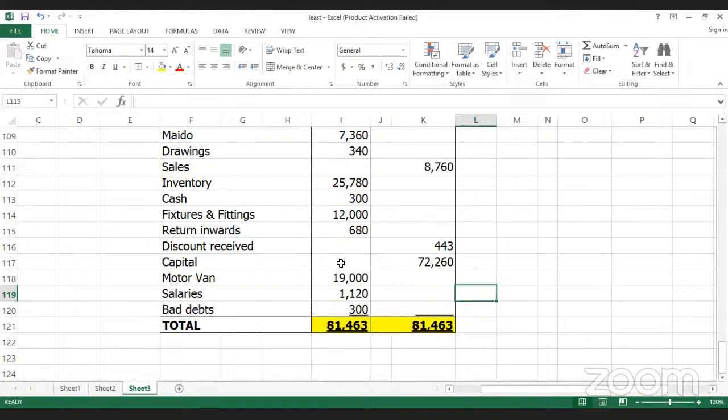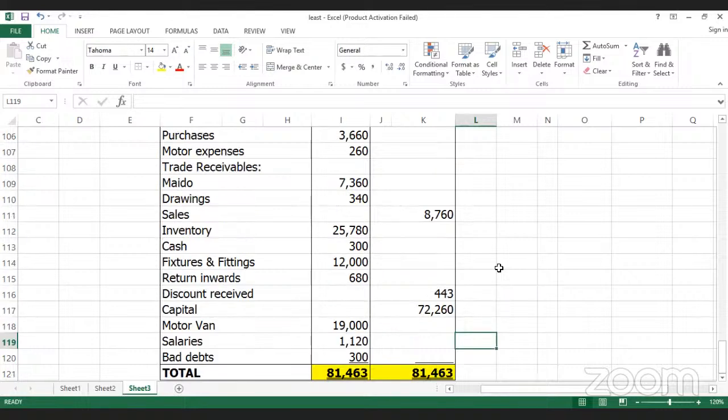Sir, I have a question. Khaled, yes, you can ask. Do you post on reverse? What do we exactly post to the trial balance? What do you take to the trial balance? In the trial balance, you take the ledger accounts with their balances.